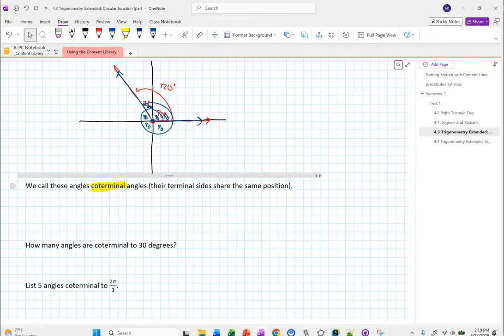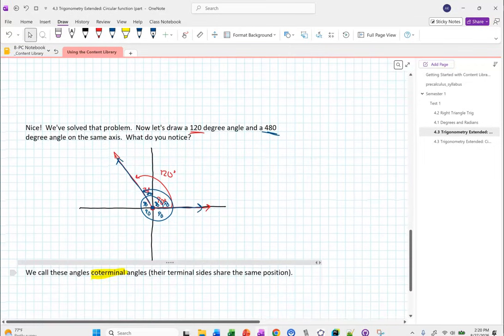Okay. So my question is, how many angles are going to be coterminal to a given angle? Say, let's talk about a 30 degree here. If I have a 30 degree angle, how many angles are coterminal to that one? Okay, too much time. Let's point something else out then. Let's go back to this picture. We'll sit on that for a moment.